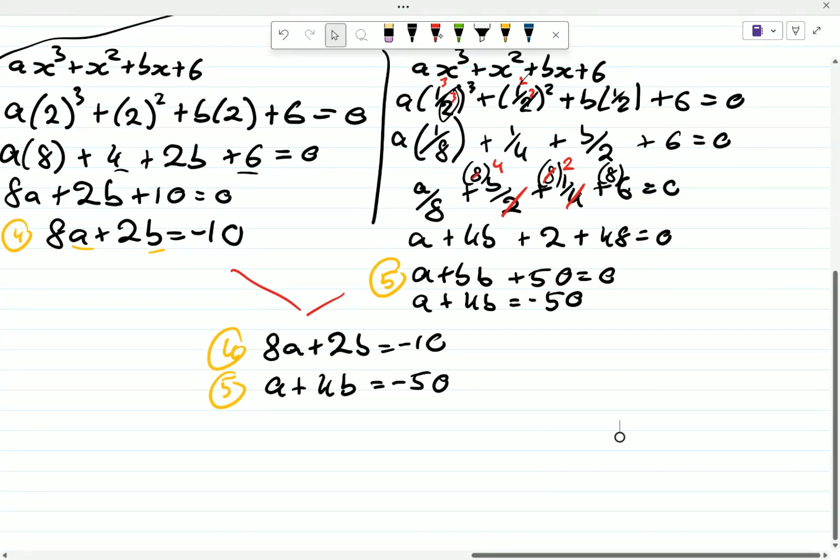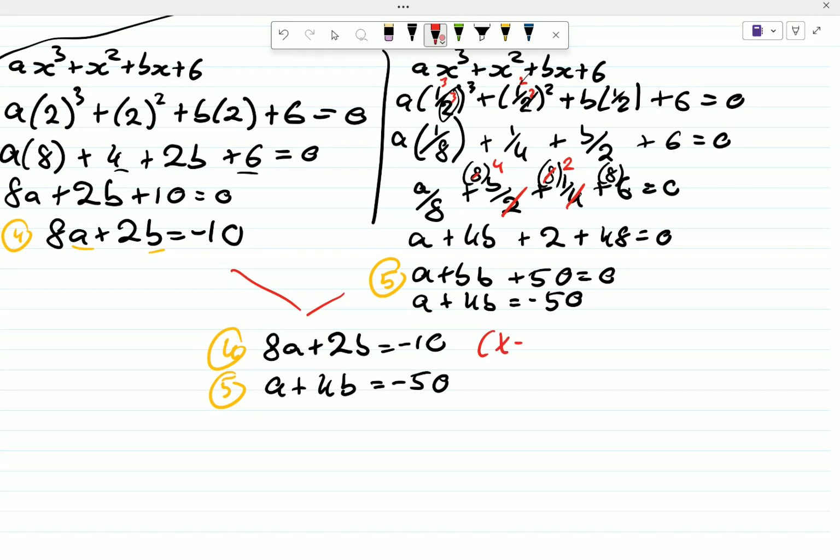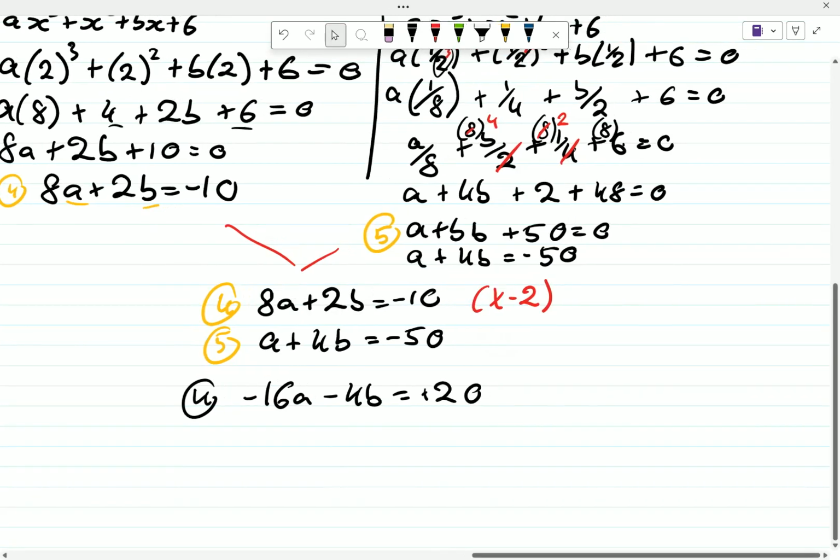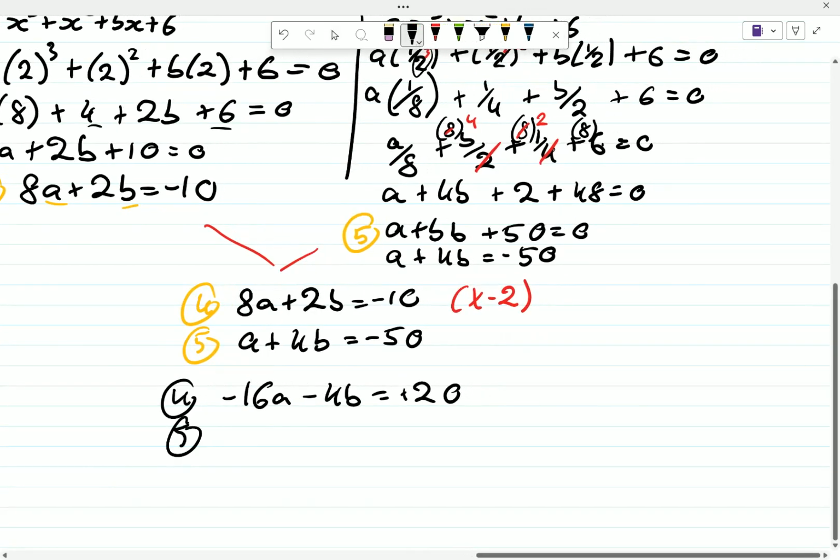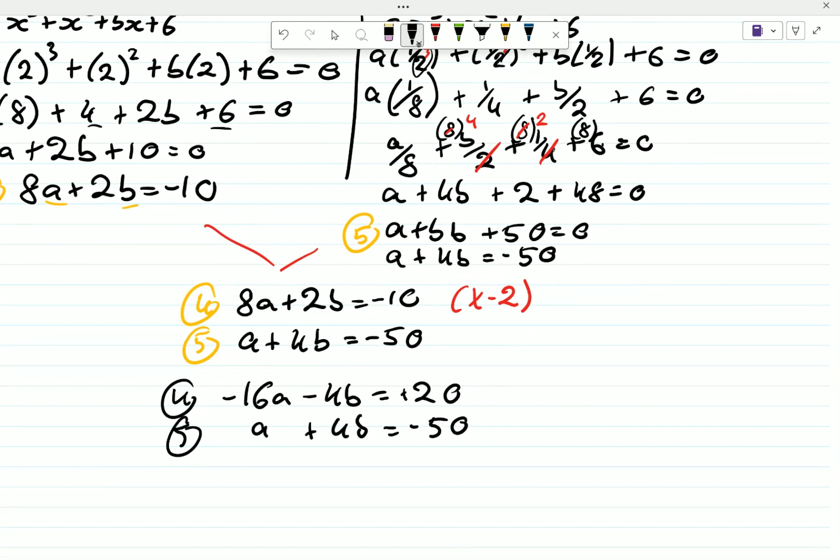So what's easier is probably to make this a 4. So multiply by minus 2. So if this is 4, then that's multiplied by minus 2, that's minus 16a minus 4b equals minus 20, or positive 20 because the minuses cancel. We'll rewrite 5, leave it alone. a plus 4b equals minus 50. And we're adding these two equations together. This is going to cancel with that.